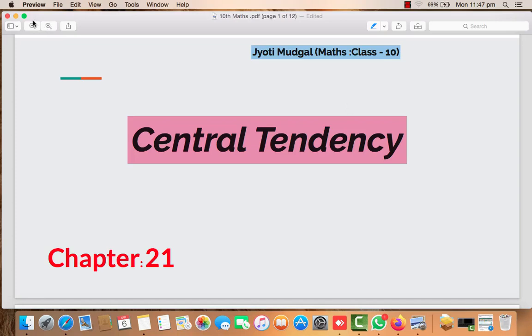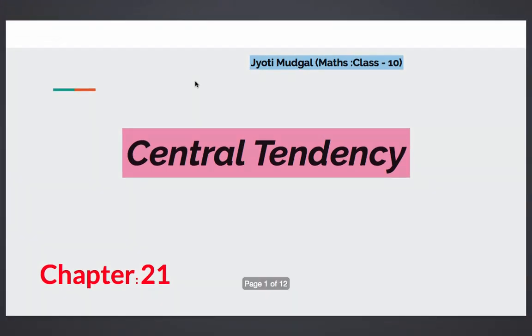Hello students, we have already started central tendency. Hope all of you have done your first exercise. Okay, fine. Now today we are going to continue with the same chapter, central tendency, and in that I am going to explain to you the formula of median.